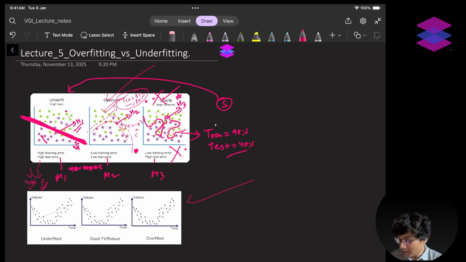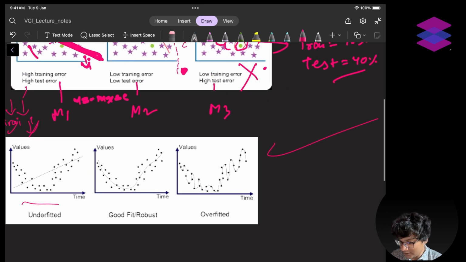I hope you get this difference. Again, the same thing: this is underfitting, this is a good fit, and this is overfitting, because I am touching every point, which I don't want. So this is just the difference.